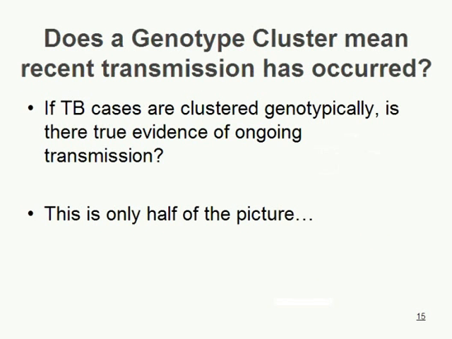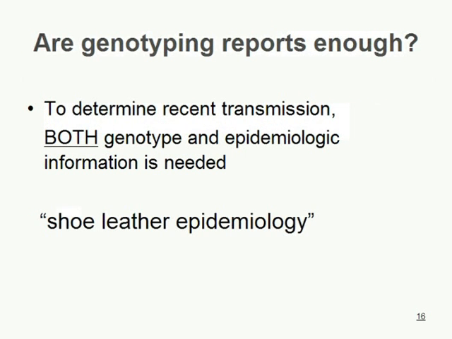So if two cases are clustered genotypically, is there true evidence of ongoing transmission? Well, the genotype laboratory information that Lauren so eloquently described is only half the picture. To determine whether recent transmission actually occurred, both genotyping and epidemiologic information is needed. And this is what George Comstock used to call shoe leather epidemiology.